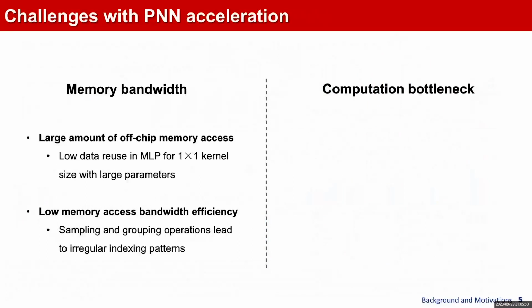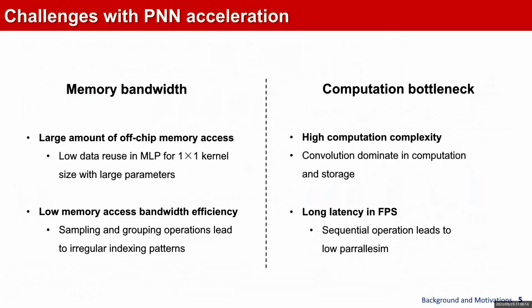But the memory bandwidth and the computation bottleneck limit the hardware acceleration of PNNs. The low data reuse in MLPs with 1x1 kernel size and large parameters in PNNs causes a large amount of off-chip memory access. And the grouping and sampling operations lead to irregular indexing patterns, reducing the memory access efficiency. For the computation bottleneck, the convolution dominates in computation and storage, causing high complexity, and the sequential operation in FPS leads to low parallelism and high latency.